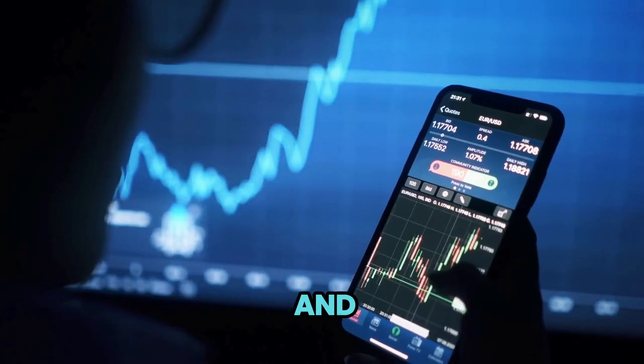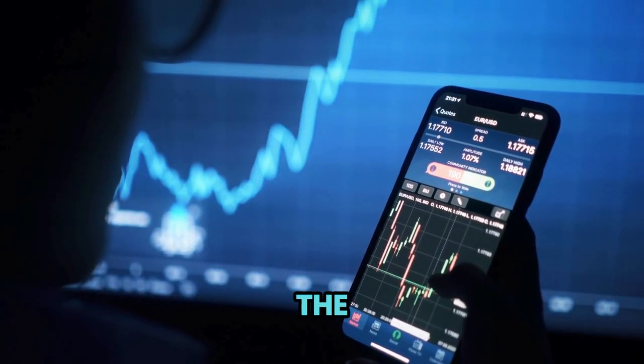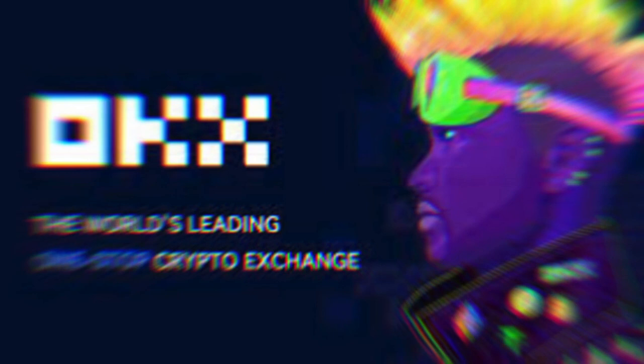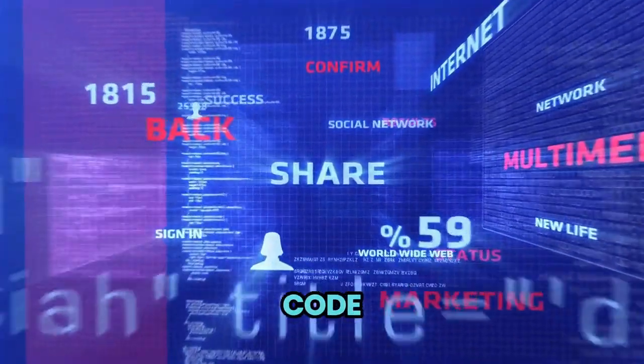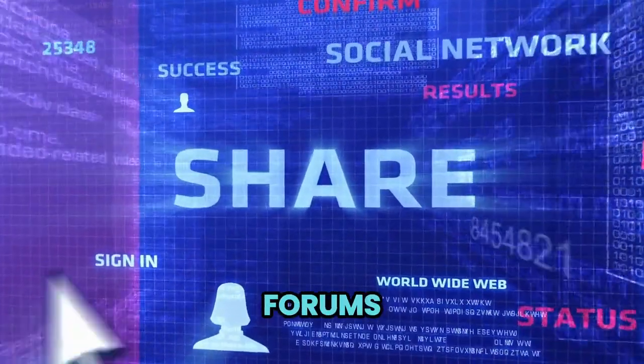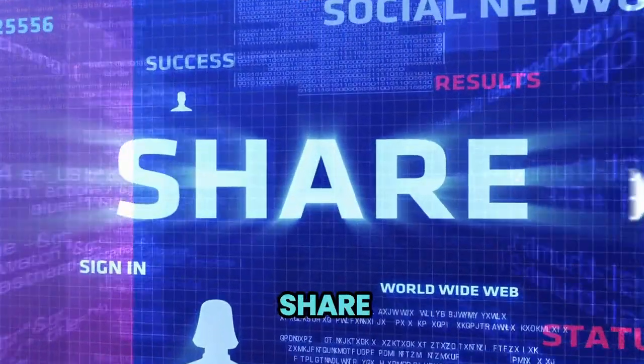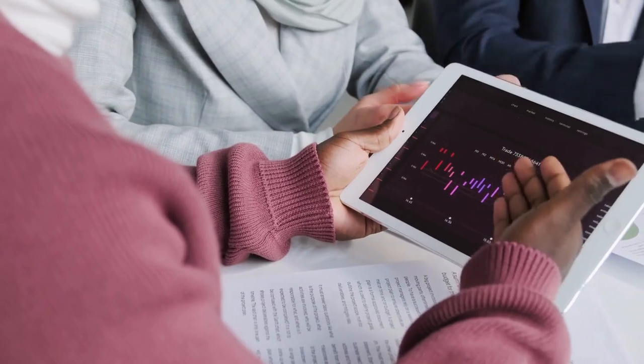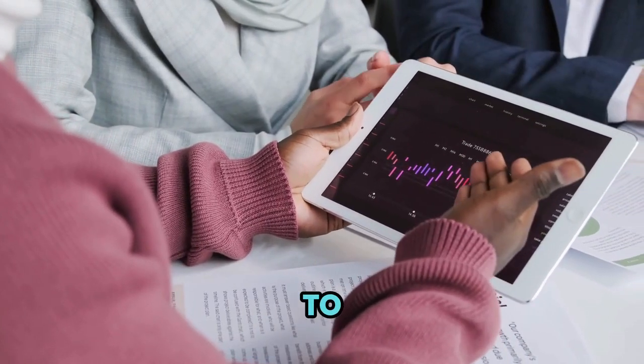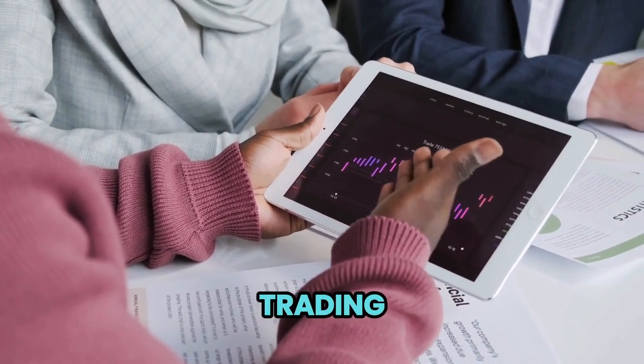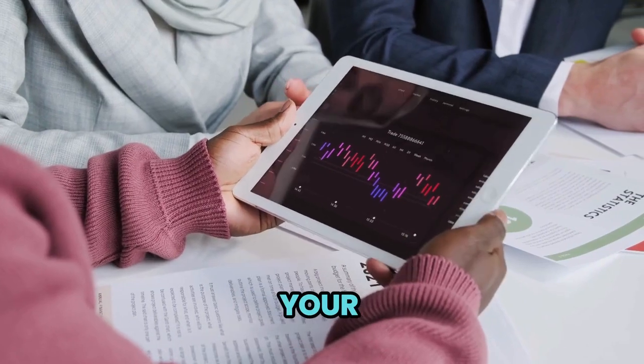When they sign up and start trading, you earn a portion of the trading fees as a bonus. Here's how you can maximize your referrals. Share your code. Use social media, forums, and direct messages to share your referral code. Incentivize referrals. Offer tips and advice to help your referrals start trading, increasing their activity and your bonuses.